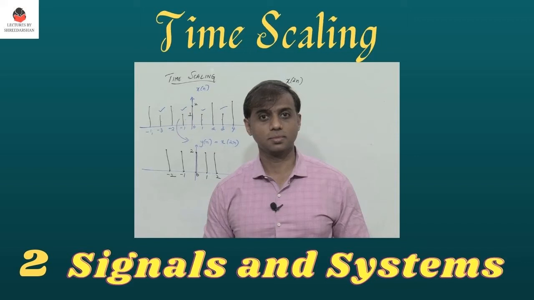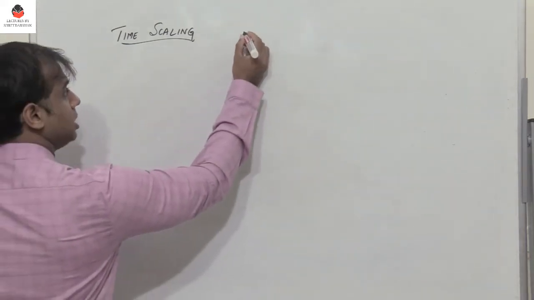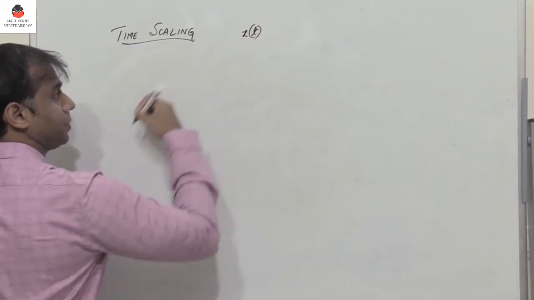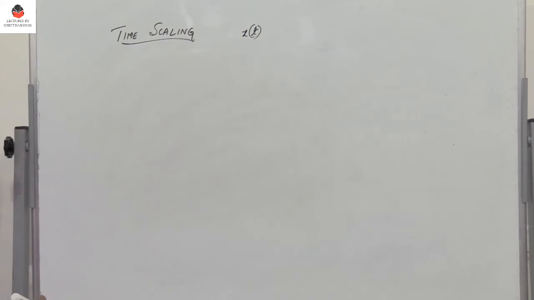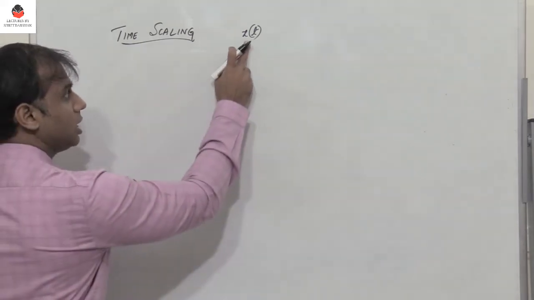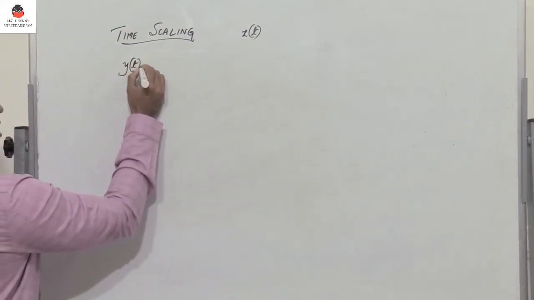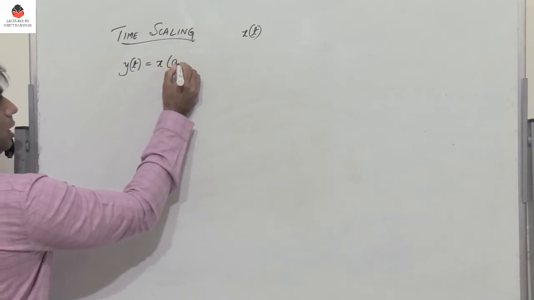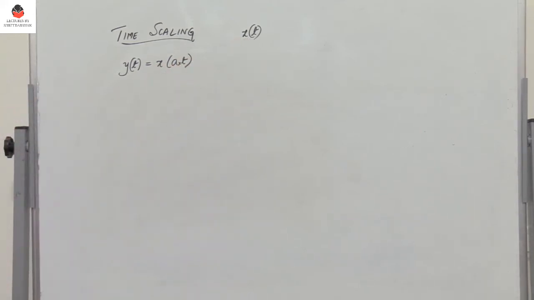Now what is time scaling? Time scaling is an operation which is done on the independent variable. Now the independent variable is t. So if I consider x of t, the operation is on the independent variable t. So now I have a given signal x of t and I need to scale t. That means I have y of t equals x of a t. I'm multiplying t by a factor a.